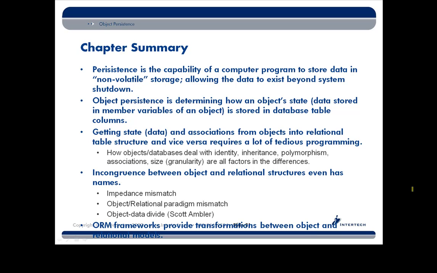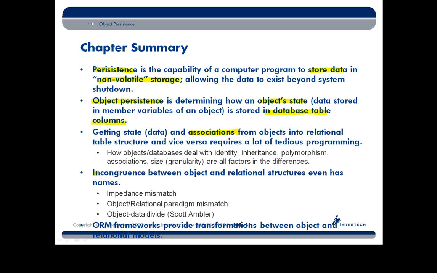Well, ladies and gentlemen, it's been my privilege to walk you through our first chapter of Complete Hibernate and introduce you to object persistence. In this first chapter, we learned about persistence as the capability of a computer program to store data in non-volatile storage, which typically means storing it into a relational database. We learned about what object persistence is. That is, in part, storing an object state in a database table, in particular in the columns of a database table. We also learned that part of object persistence as well is storing an object's association into relational database structure.